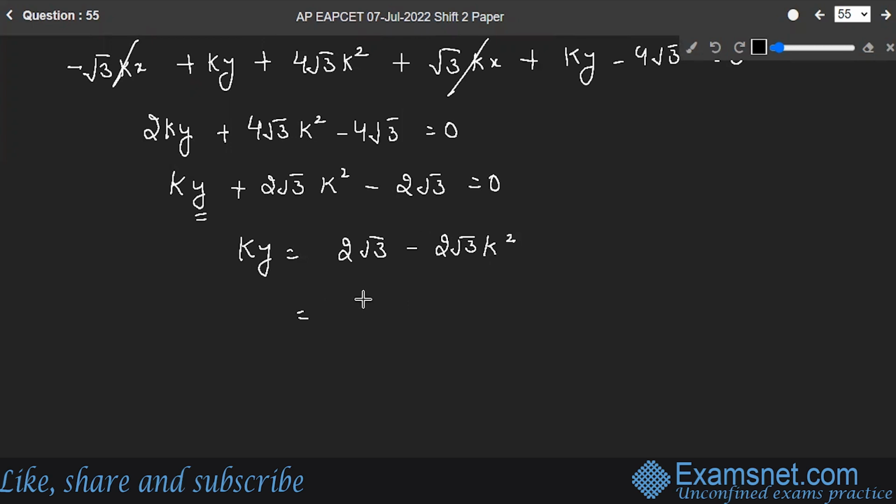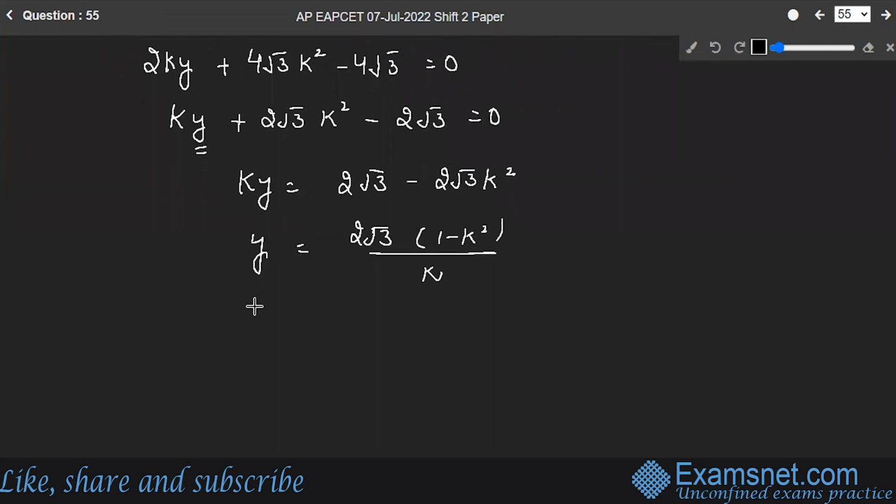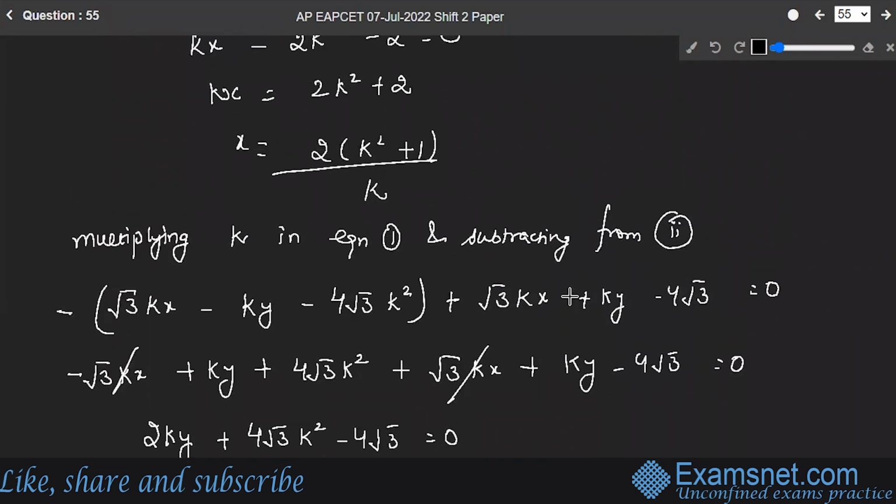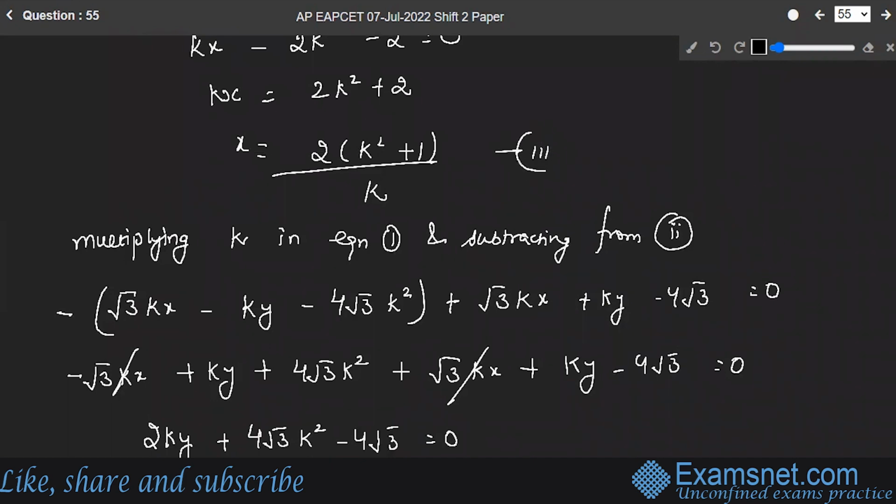This will give you 2 root 3 times (1 minus k square) upon k as the value of y. Or you can say y upon root 3 is equal to 2 times (1 minus k square) upon k. Right, now let's fill in the values. Let this be equation 4 and this be equation 3.